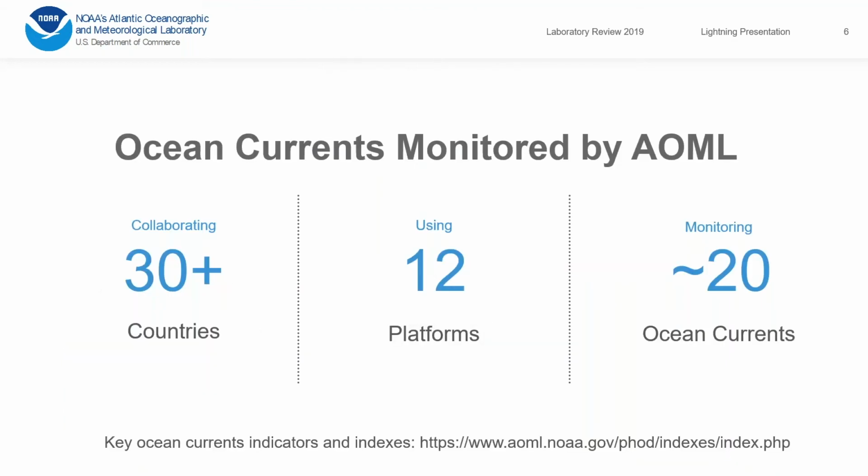In collaboration with more than 30 countries using 12 observing platforms, we're monitoring about 20K ocean currents in the Atlantic. I'll briefly give you a couple of examples: what we monitor and how, and what we have learned.